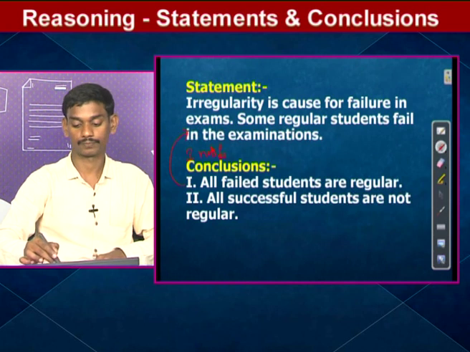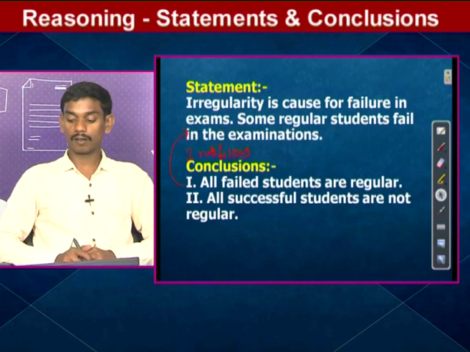So come to the conclusions here. All failed students are regular. So here who failed, we already know: some regular students failed, some irregular students failed. But the conclusion says all failed students are regular. So this is not affected. There is no relation between the given statement and the conclusion. 1 does not follow.